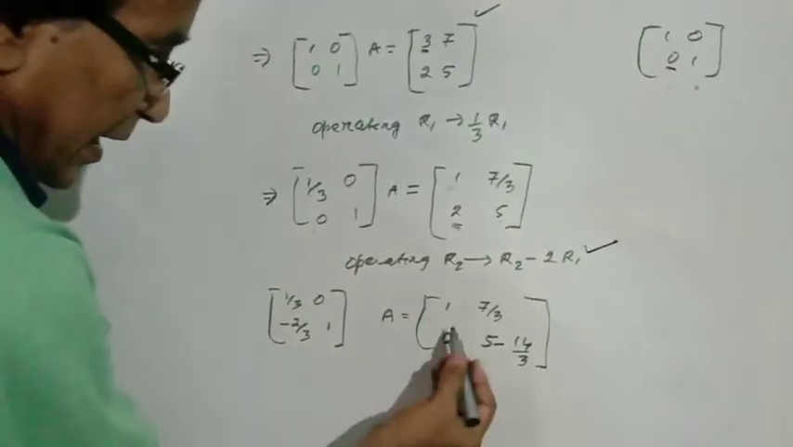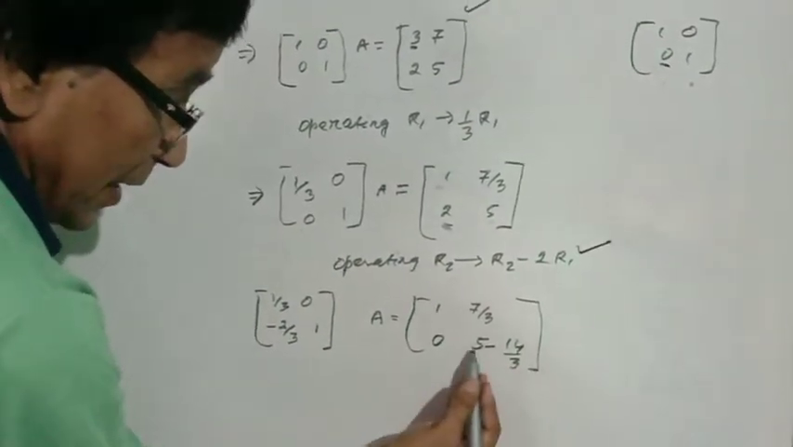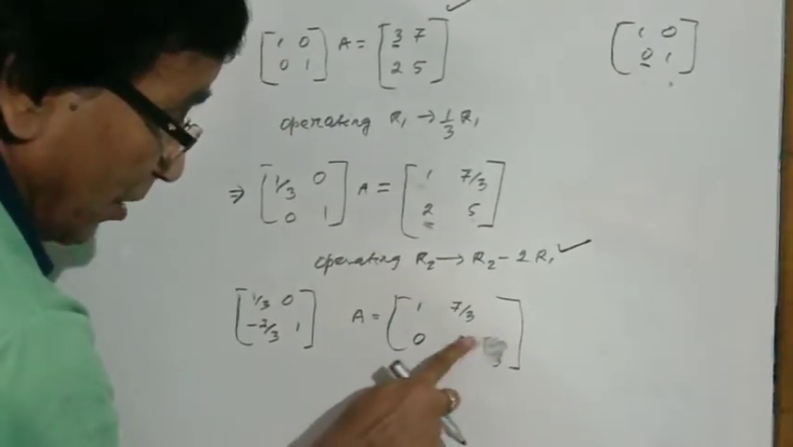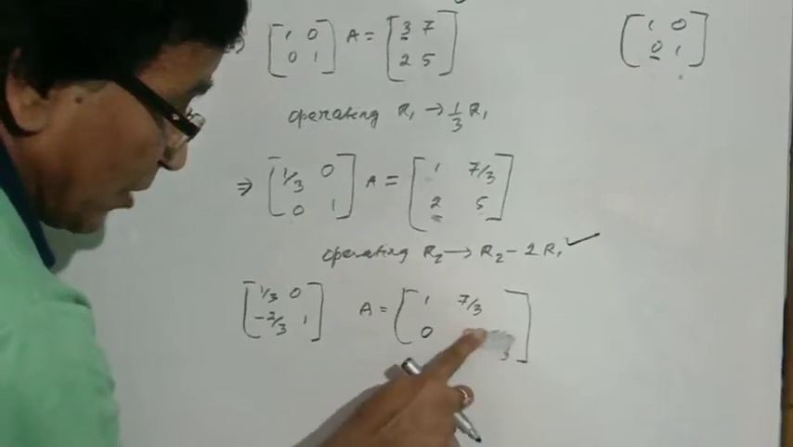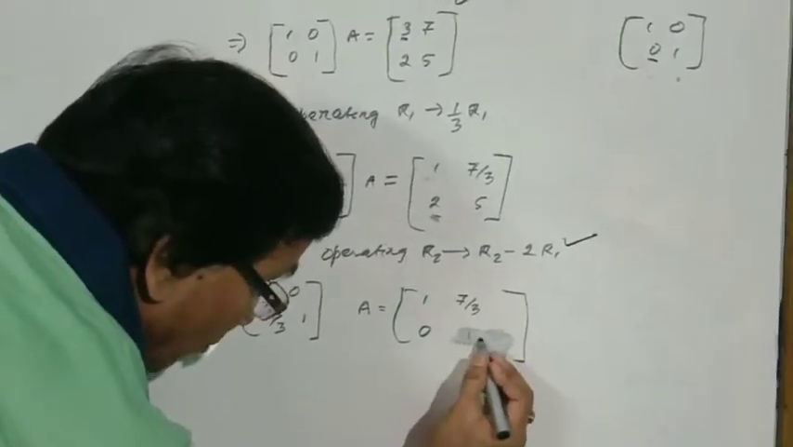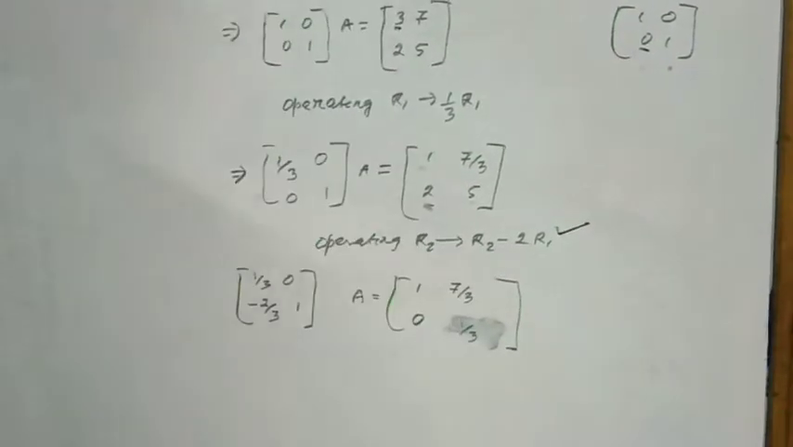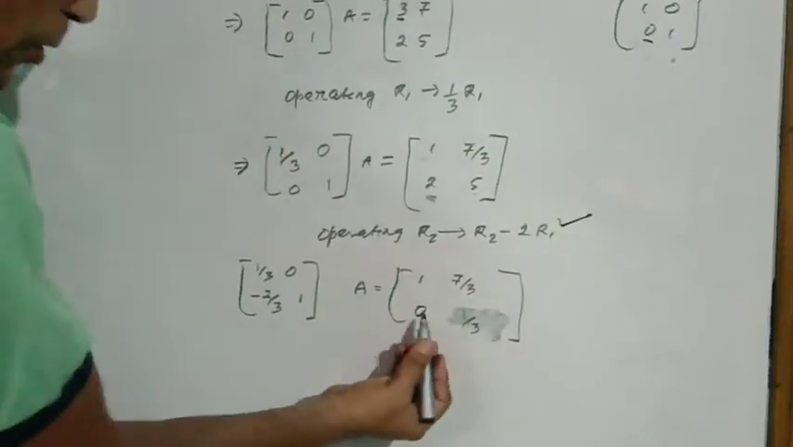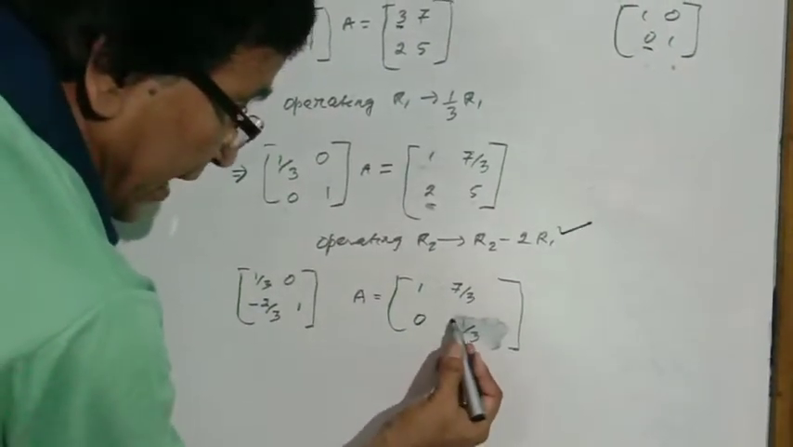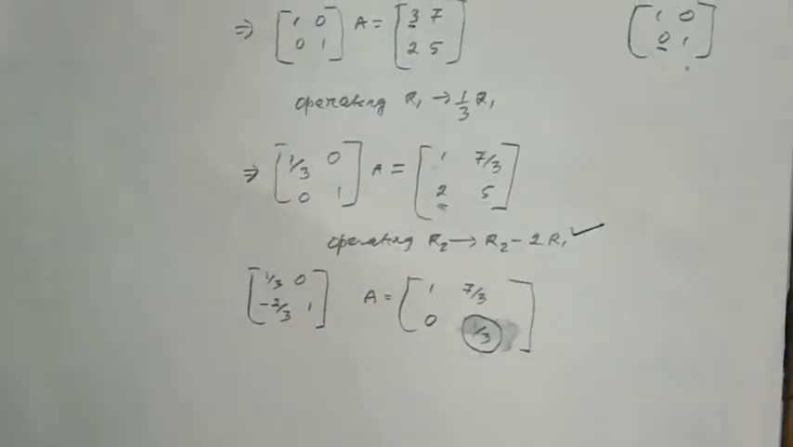Now here you see that it becomes 1, 0, 7 by 3 minus 14 by 3, that is equal to 1 by 3. So this becomes 0. After that, the next pivot element is 1 by 3.